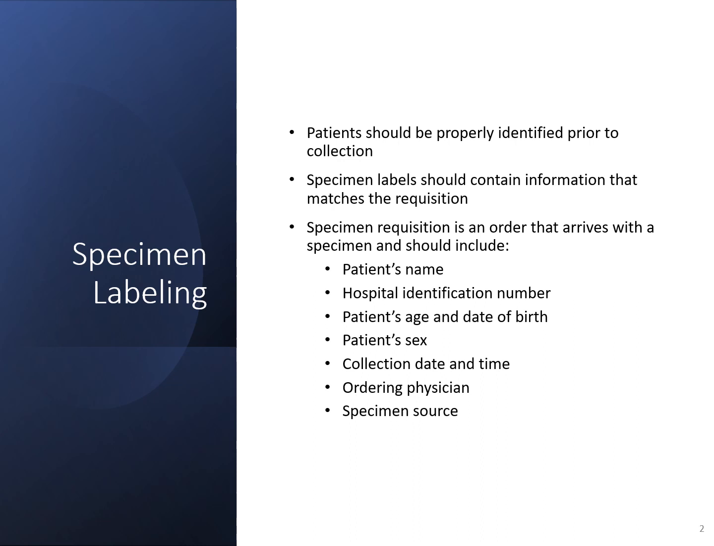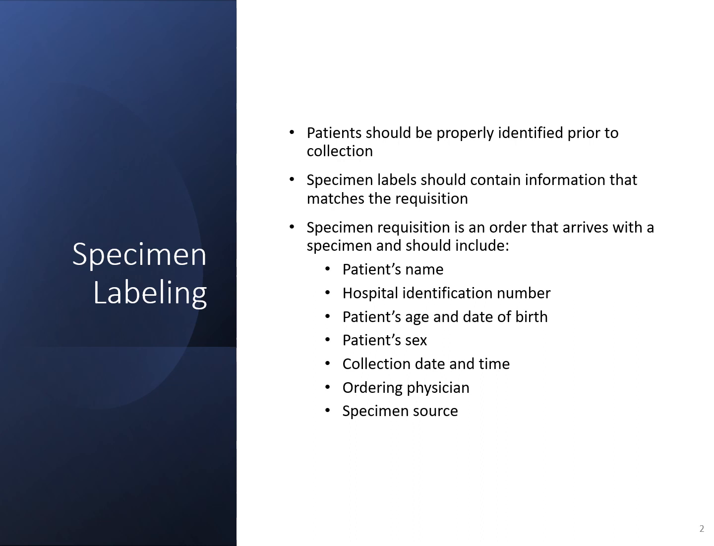However, most places have gone towards barcoded labels, so most of that information will print on it rather than being handwritten on the specimen. Things that will come on the requisition include the patient's name, the identification number, and the patient's date of birth. Sometimes it will also include the age, the sex of the patient, the collection date and time, the order and physician, and where the specimen source is.